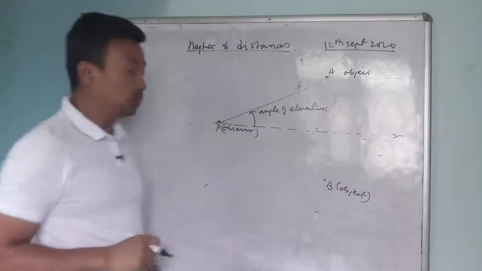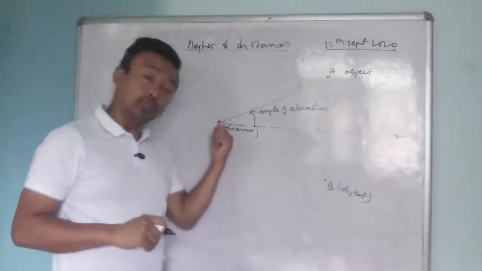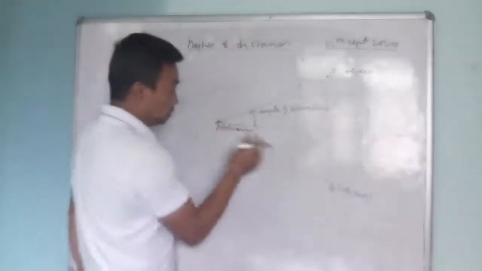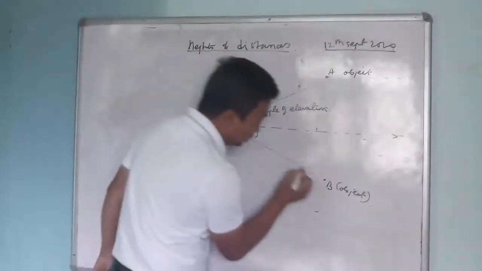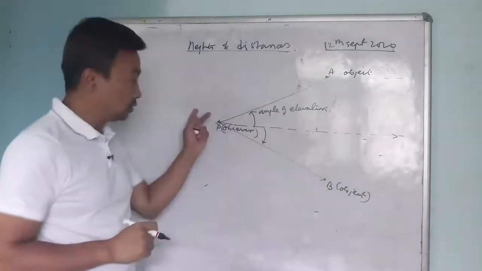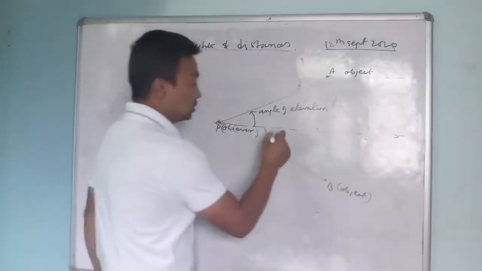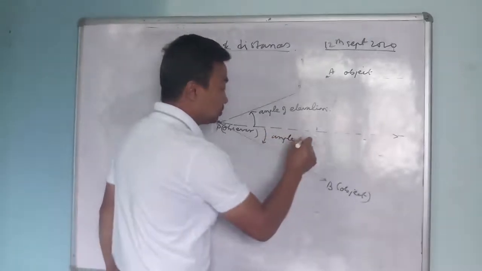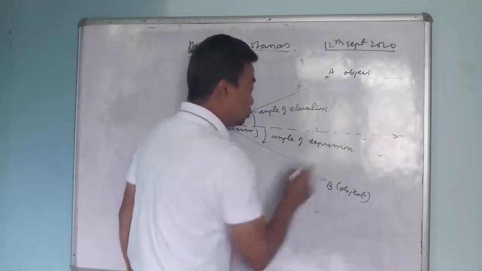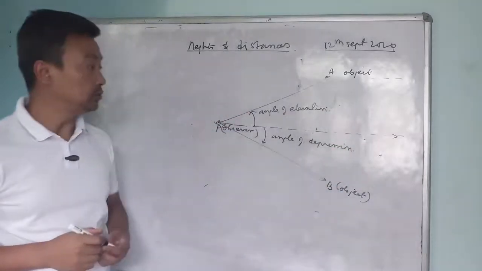Then when you go down from the same point, that is the observer, you look at the object B which is below the position of the observer, and you make the angle towards downward. You are looking down. So that is called the angle of depression. So these are the two key angles that you need to make.